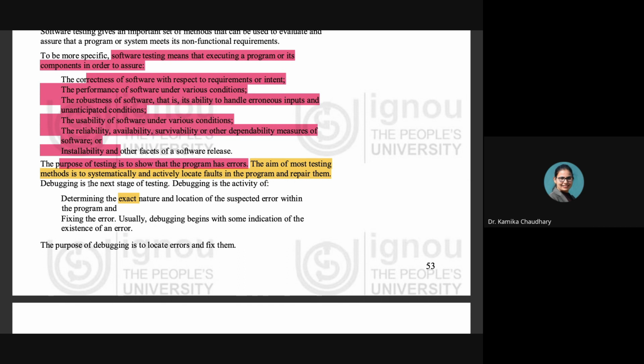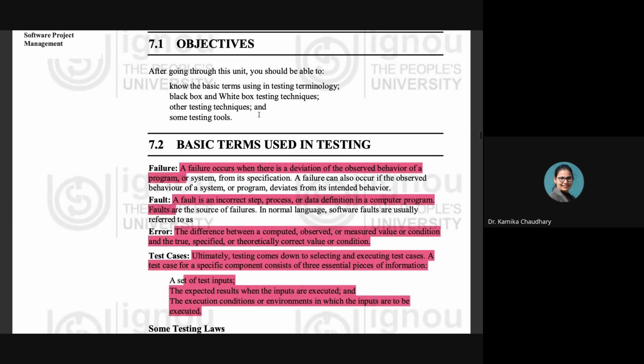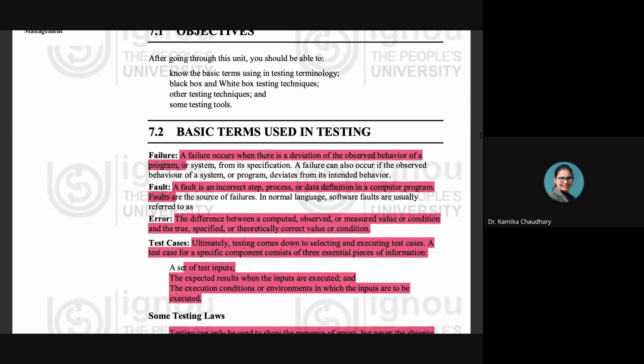So what it says is that the purpose of debugging is to locate the error and then fix it. But before going on to debugging, we have to see what testing is and how many types of testing there are. We need to understand that, right? So these are some of the basic terms that we are going to use in this unit.